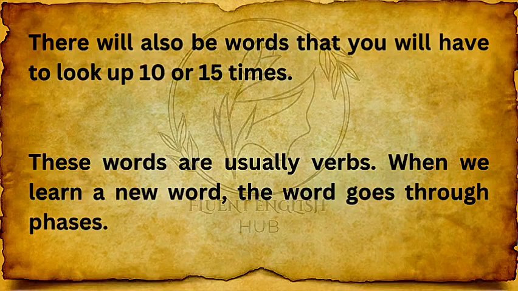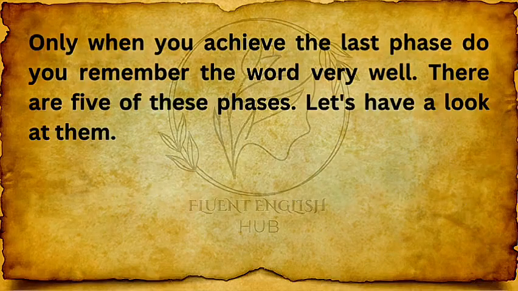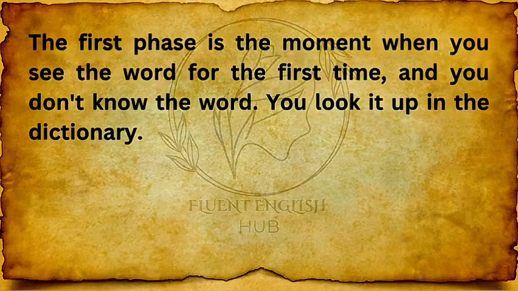When we learn a new word, the word goes through phases. Only when you achieve the last phase do you remember the word very well. There are 5 of these phases. Let's have a look at them. The first phase is the moment when you see the word for the first time, and you don't know the word. You look it up in the dictionary.